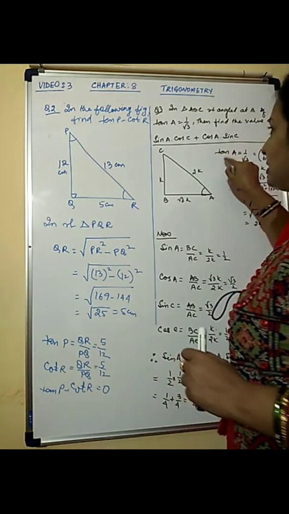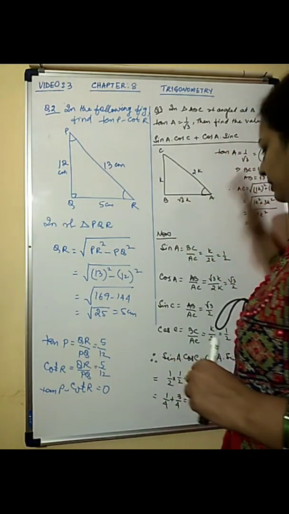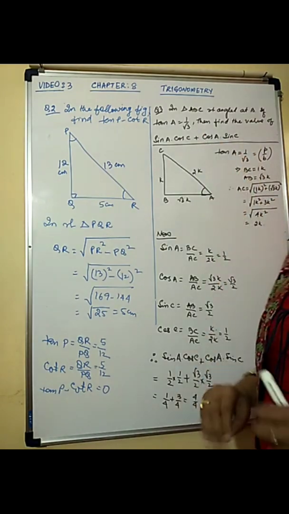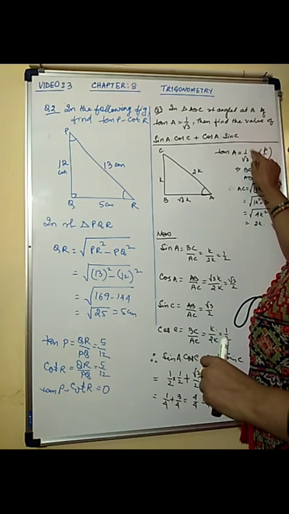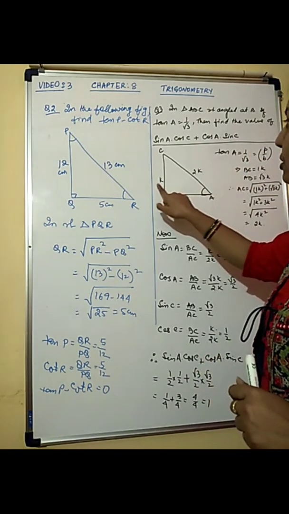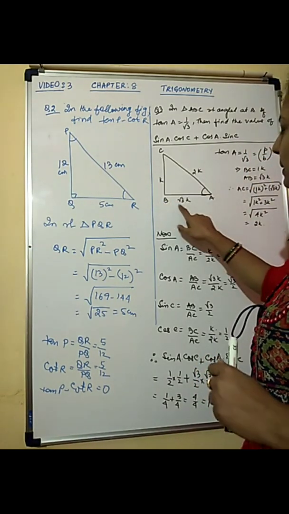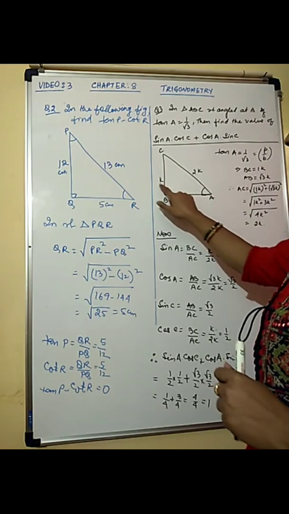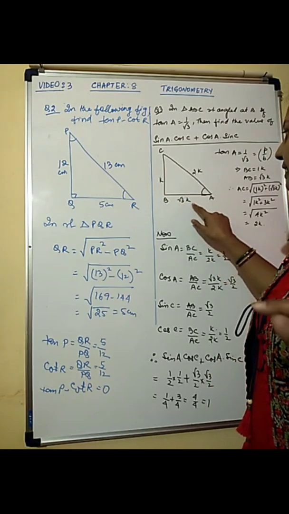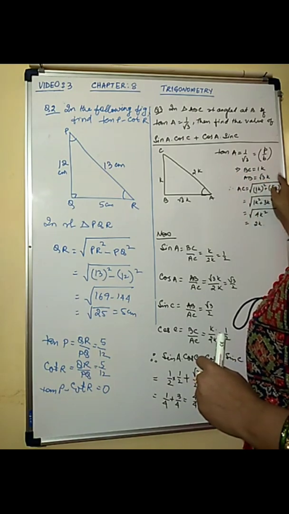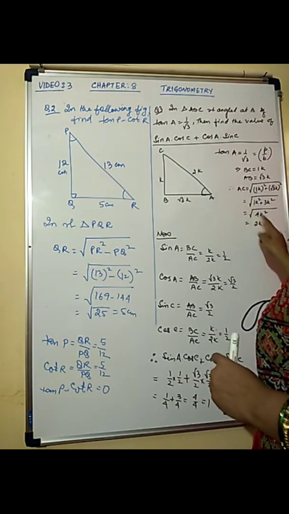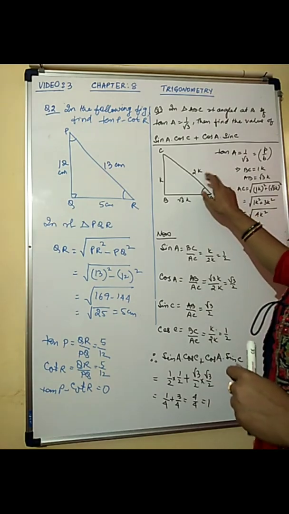So we will first use the tan ratio for finding out the hypotenuse, and then we will substitute in the different ratios. If tan A is equal to 1 by root 3, this is equal to perpendicular by base. So perpendicular is 1, base is root 3. Now again, as usual, we take the ratio constant k. So we will have BC as 1k, AB as root 3k, and AC we will find using Pythagoras theorem, because this is the hypotenuse.